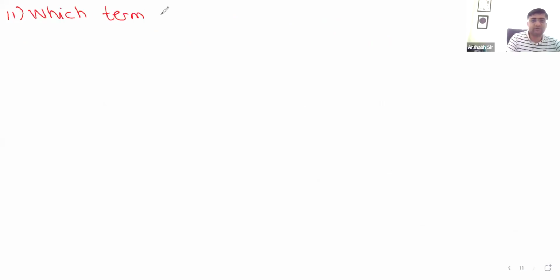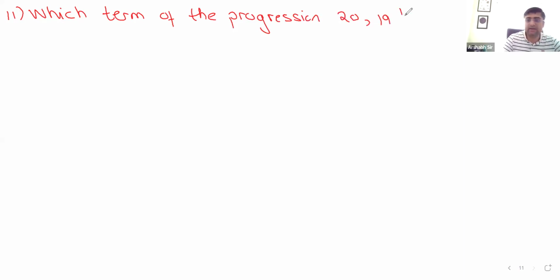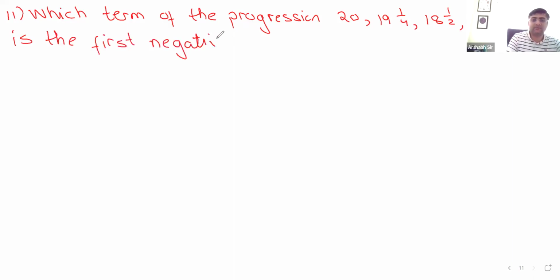Look at the next question. We have which term of the progression 20, 19 1 by 4, 18 and a half, 17 3 by 4 is the first negative term? This question came in 2017.